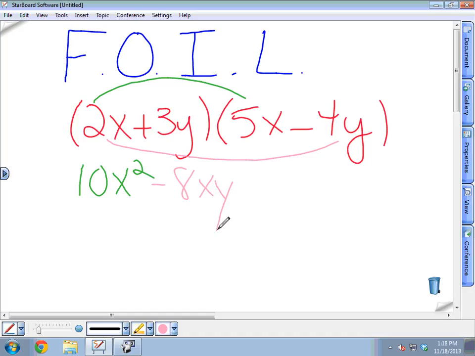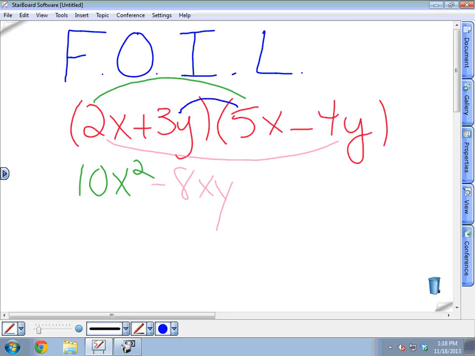It'd be minus 12. No, I don't. I mean, minus 8. Negative 4 times 2 is negative 8. Yeah, but 3 times 4 is 12. But I'm not multiplying a 3 anywhere. Okay, never mind. Well, that'll come next, if that's what you're talking about.